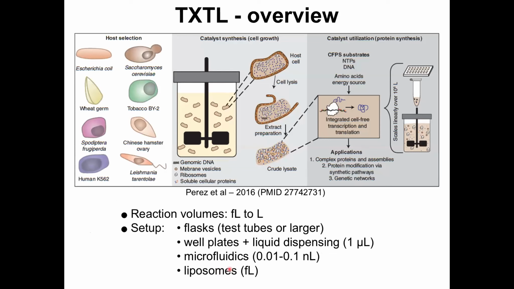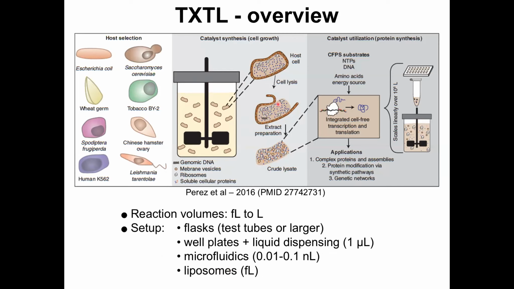Quick overview here of TXTL. You have to choose an organism. E. coli is still mostly used here, but many labs have demonstrated that you can use other organisms. You have to grow them in vessels like this, in flasks, and then you have to prepare a lysate.